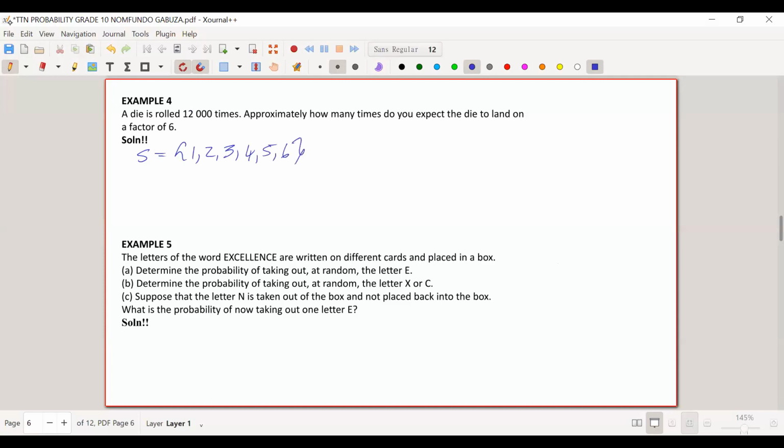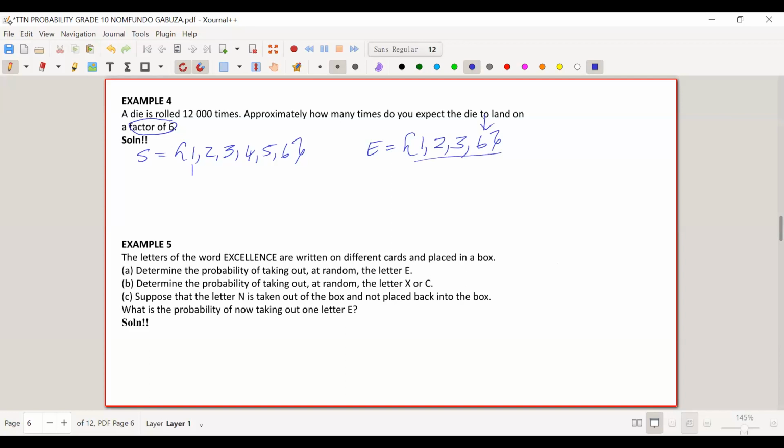So the factors of 6, this is our event. The factors of 6 are 1, 2, 3, and 6. Factors of a number are numbers that can divide that number, like 6, without a remainder. So 1 divides 6, 2 divides 6 without a remainder, 3 divides 6 without a remainder. So these are the only factors of 6, right?